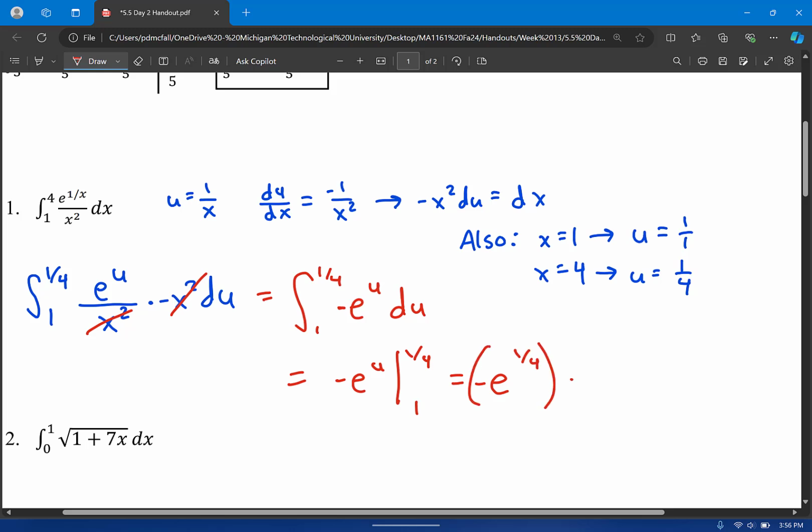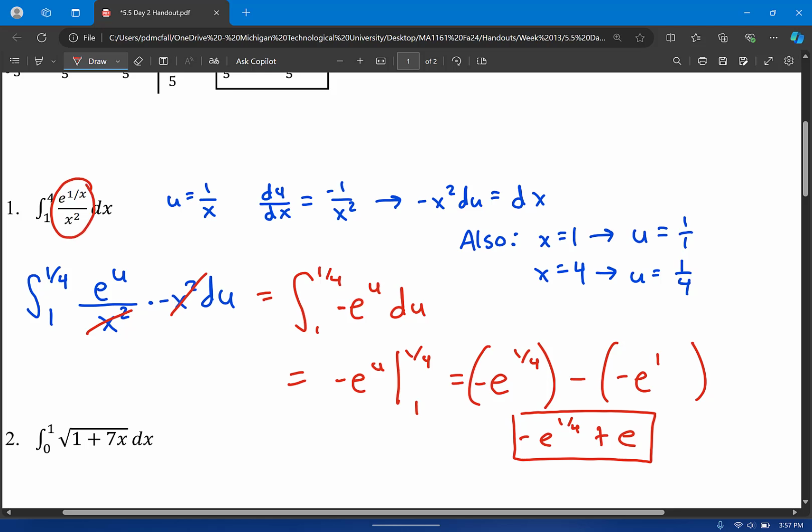So that's when you plug in a 4th. Subtract when you plug in 1. Right? So plug in a 4th, plug in 1, subtract the 2. And you have to be careful, use parentheses, right? Because you have a negative, negative. So just be careful with the negatives there. So you could rewrite this as a plus e, right? E to the 1 is e. So that is the area under the original function we're looking at from x equals 1 to 4, which is the same thing after substitution as the area under negative e to the u from 1 to 1/4.